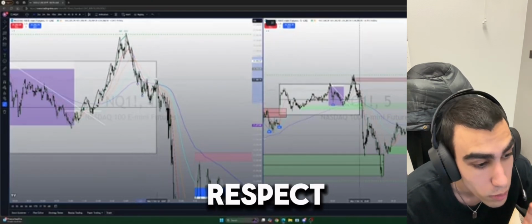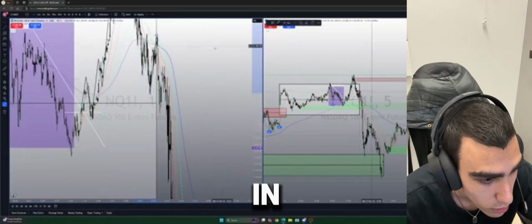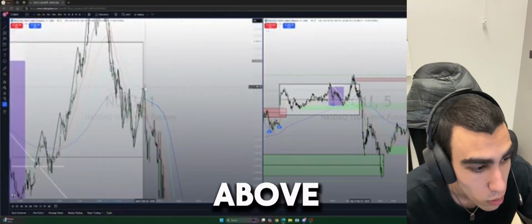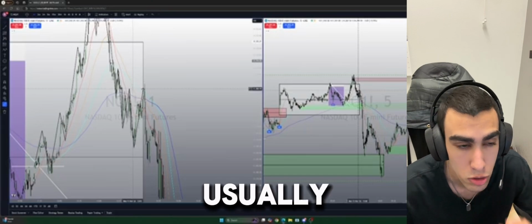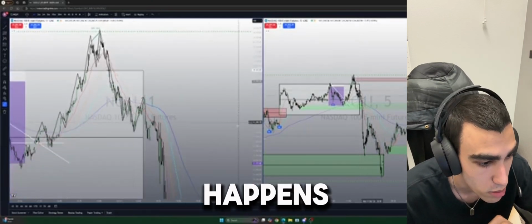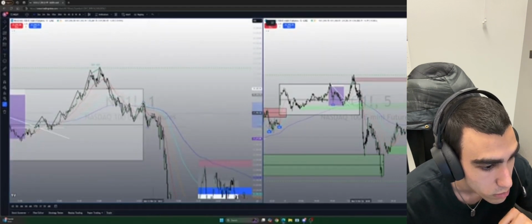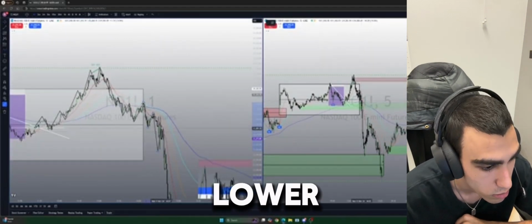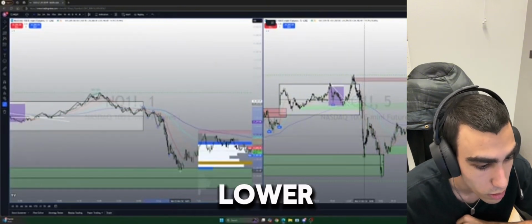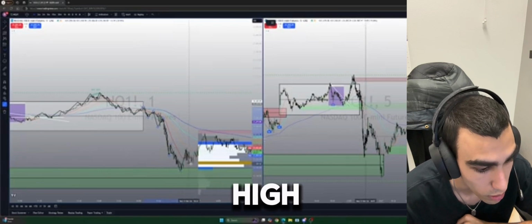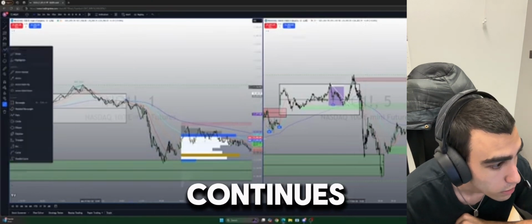Did break above, but did it respect it though? That's the key word, respect. If we look at that candle, we zoom in, that candle did not hold above that previous wick. If price does not want to do that, price usually will still be on a trend. And look at what happens. Lower low, lower high, lower low, lower high, and then super lower low, lower high, lower low, lower high, higher low. And then it continues after here.